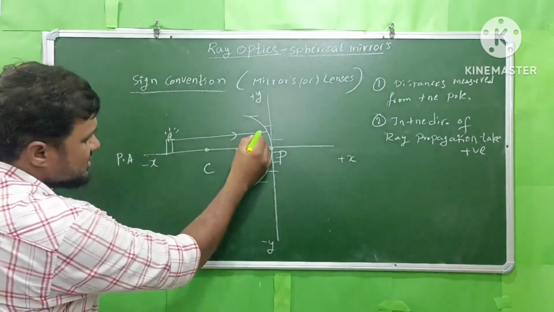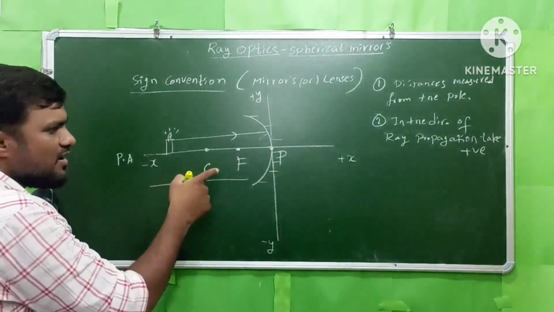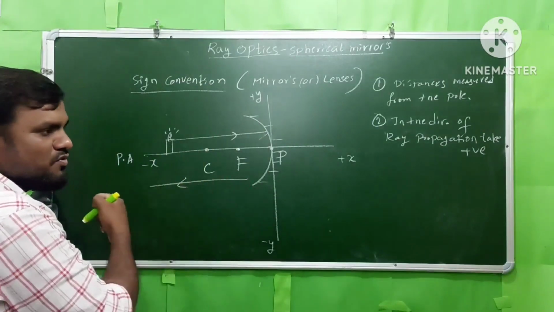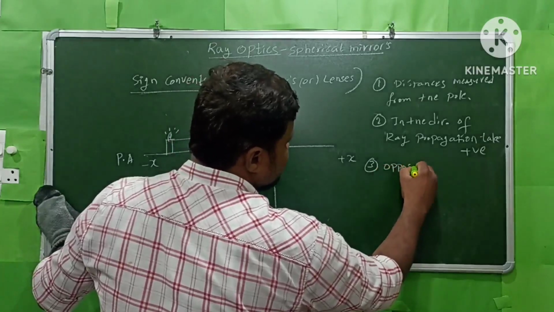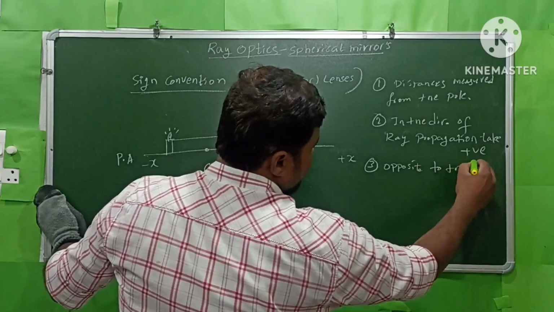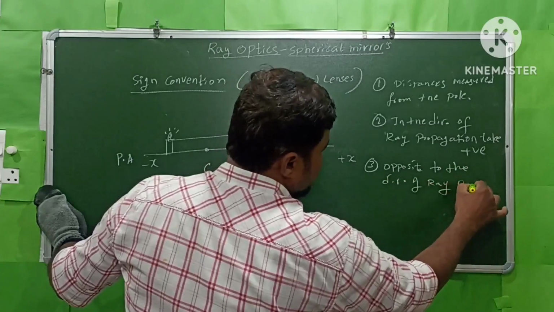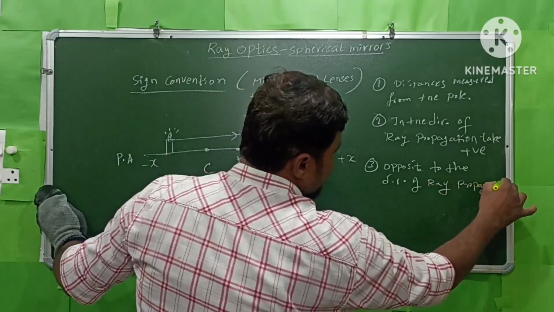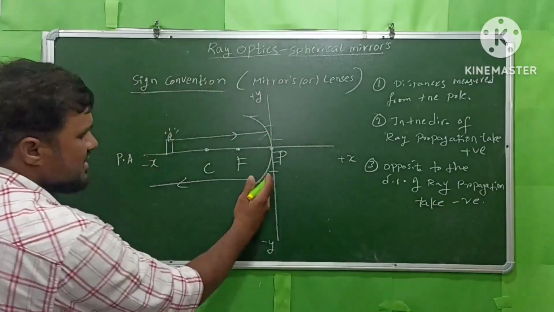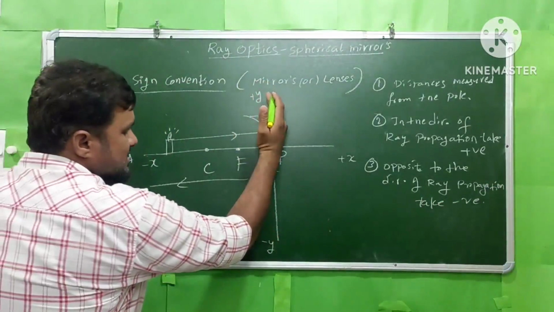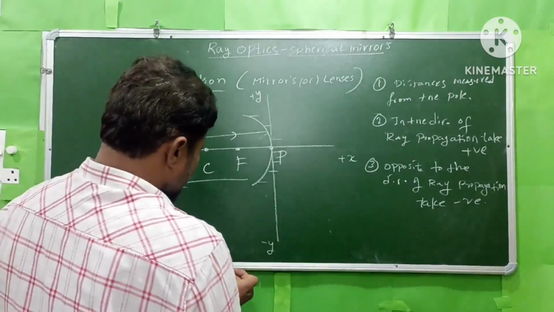Next one, after reflection, what happened? Reflection takes place in this direction, opposite to the direction of propagation. Reflected rays are moving this way. So the rule is, opposite to the direction of ray propagation, take negative. Means the imaginary y-axis, left side, all taken as negative. Sign convention is negative.